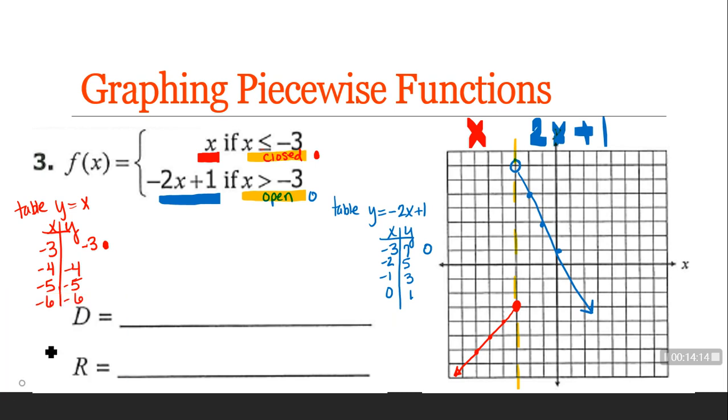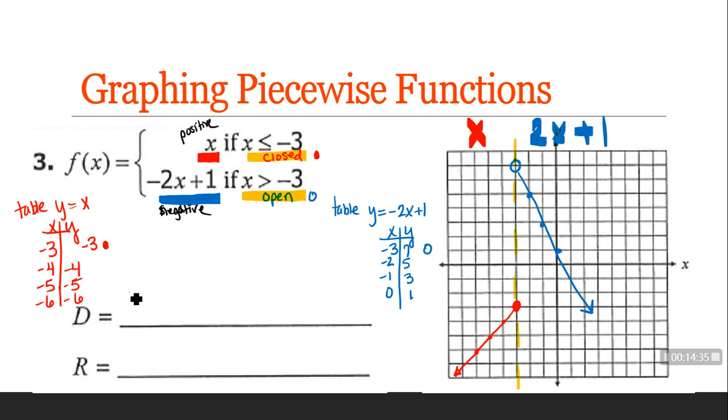And I hope you recognize that both of these are linear functions. The first one, x, has a positive slope, so the left side of the graph is actually increasing as we move to the right. And the second one does have a negative slope, so that one is decreasing as we move to the right. Okay, our domain.